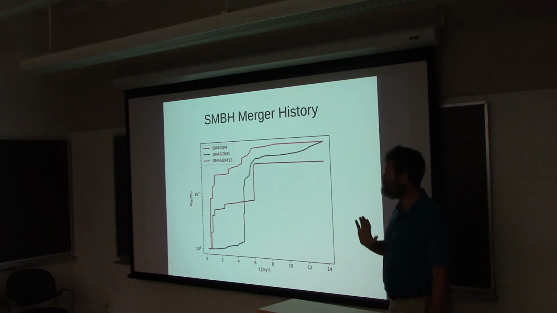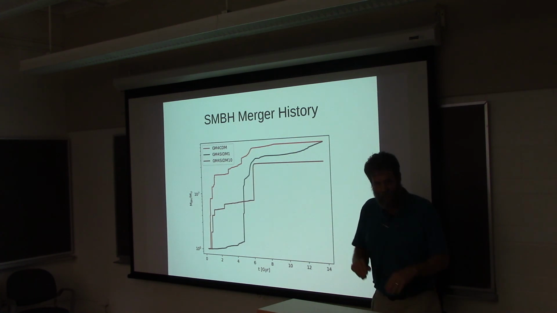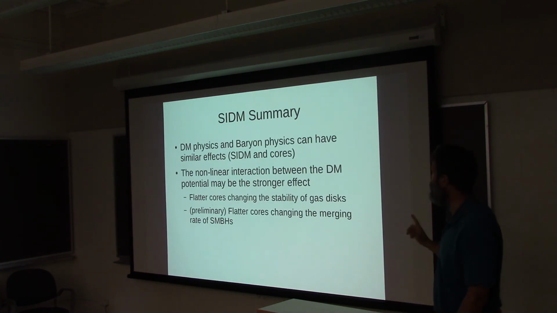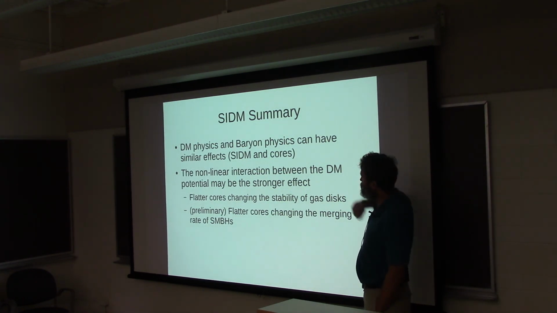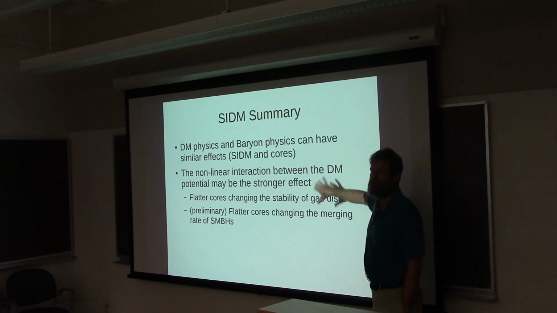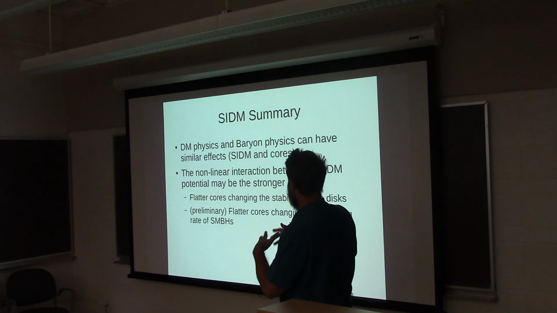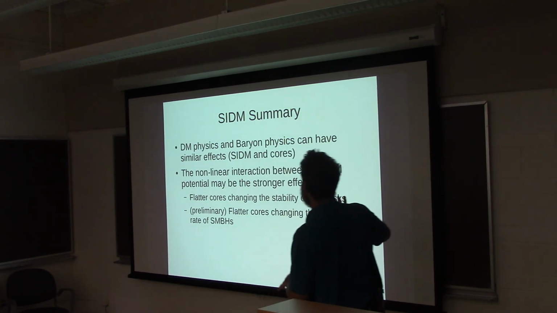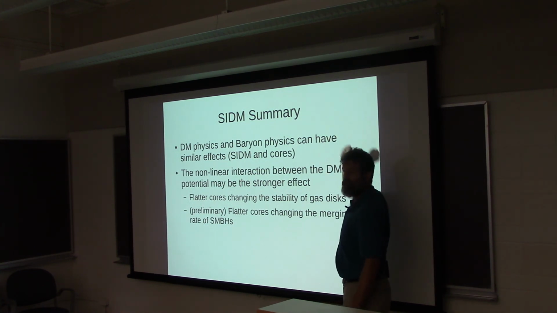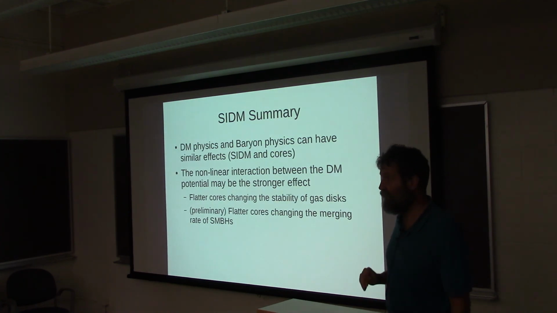Again, we're still analyzing all this, but the takeaway here is that initially we see that they have similar effects, but we have these nonlinear interactions between the potential of the dark matter and the baryonic physics that is non-obvious and sort of overwhelms what we initially talked about before. Particularly, we're focusing on Milky Way-sized galaxies now.